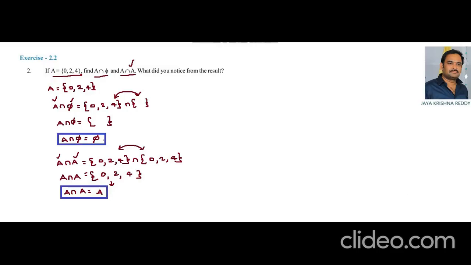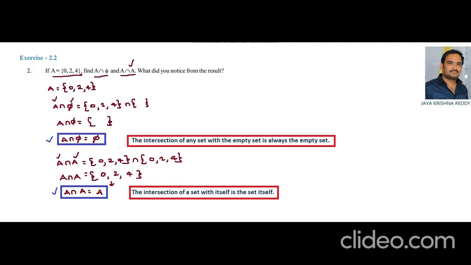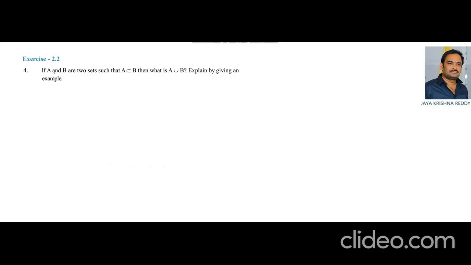So by observing these results, the first one, A intersection 5, is nothing but 5, and A intersection A is nothing but A. What can we conclude? From the first answer, we can say that the intersection of any set with the empty set is always the empty set. And from the second result, we can say that the intersection of a set with itself is the set itself. Now let us solve the fourth question.